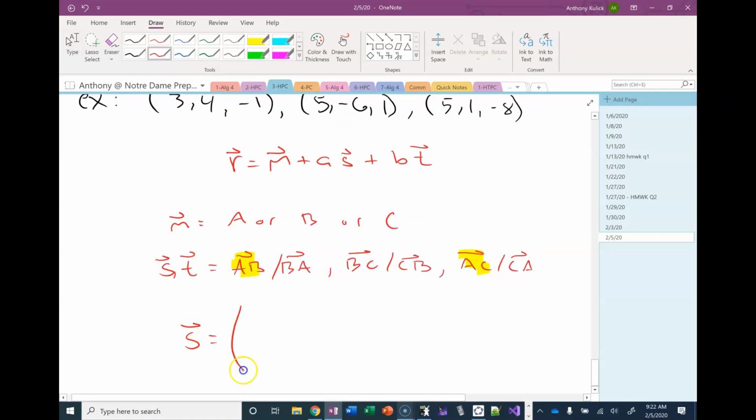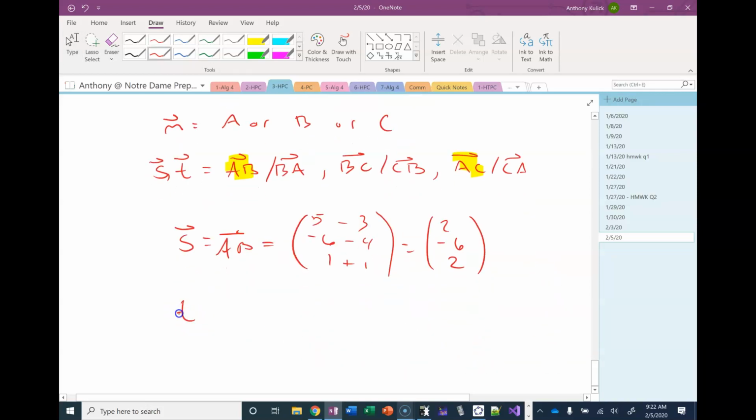So if I say vector S is equal to AB, then what we do is we take the point for B, and we subtract from it the point for A. And then if I did the vector AC, I'm going to take the point from A and subtract from it the point for C.